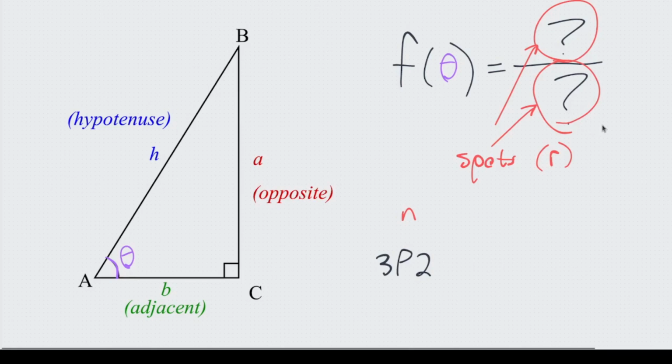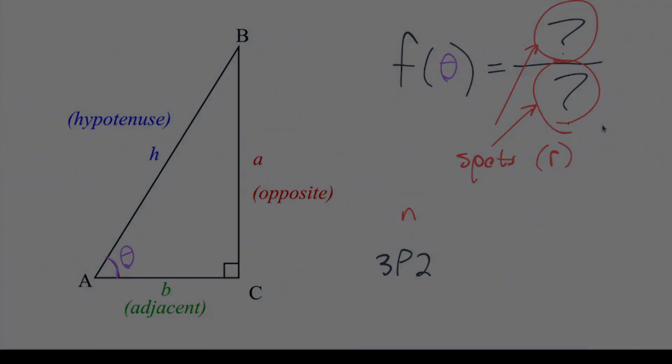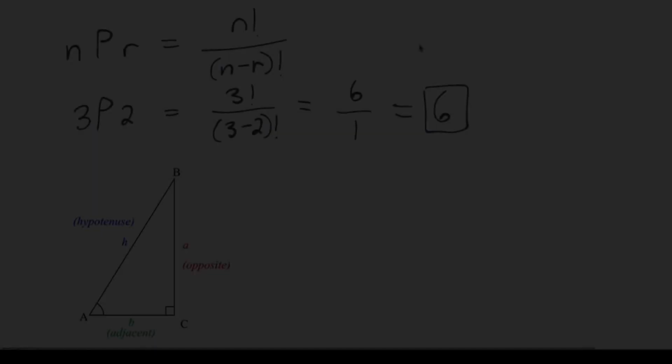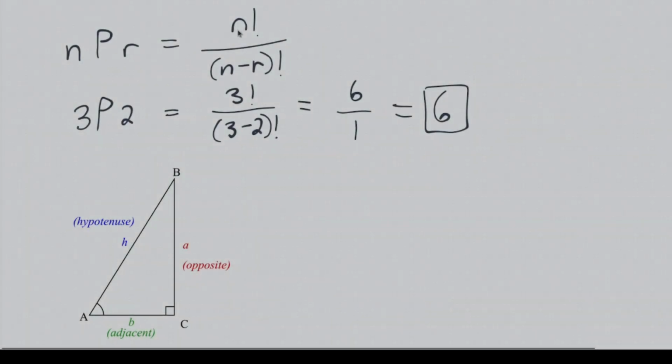So after you understand that, then we want to actually calculate that. Now, I won't go over why exactly this formula makes sense. We've already done that in another video, but if we just use the formula, so 3 permutations 2 here, then when we solve that, we'd get 6. So according to our permutation formula, there should be 6 trig functions, 6 possible ways that we can form a ratio between 3 sides that are unique.